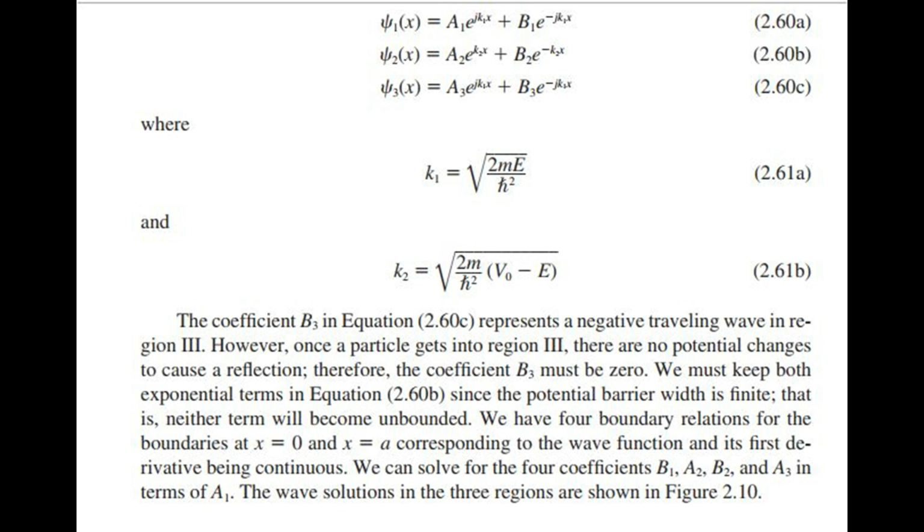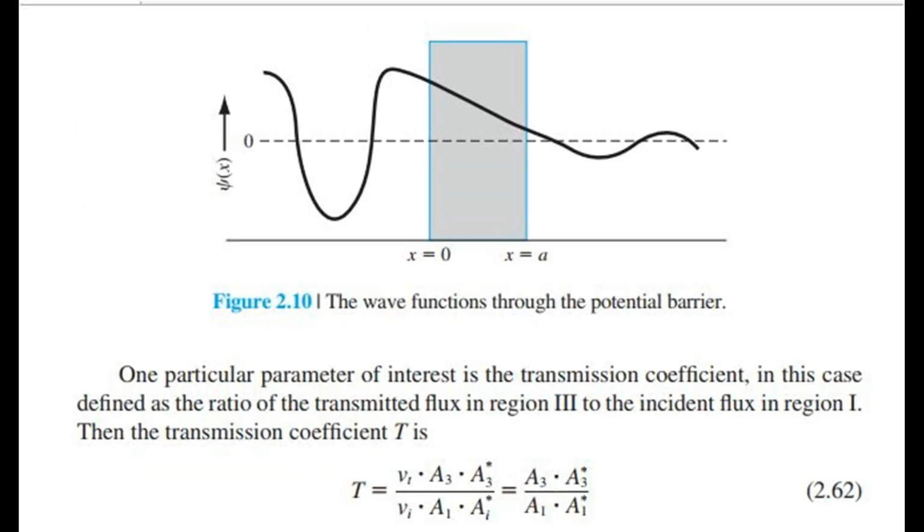We have four boundary relations for the boundaries at x = 0 and x = a corresponding to the wave function and its first derivative being continuous. We can solve for the four coefficients B1, A2, B2, and A3 in terms of A1. The wave solutions in the three regions are shown in figure 2.10. Figure 2.10 The wave functions through the potential barrier.